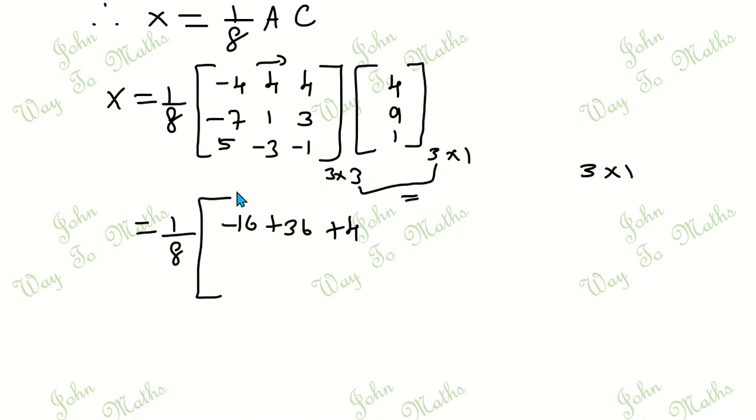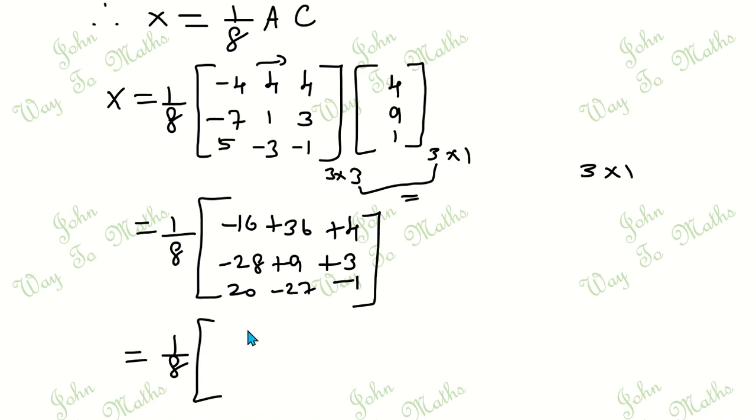Then second row multiplied by first column: minus 7 into 4 becomes minus 28, then 1 into 9 becomes 9, then 3 into 1 becomes 3. Third row multiplied by first column: 5 fours are 20, minus 3 into 9 becomes minus 27, here minus 1 into plus 1 becomes minus 1. Which is equal to 1 by 8 times: here minus 16, 36 plus 4 becomes plus 40. Next one, minus 28, here 9 plus 3 becomes 12. Here 20 minus 27, here minus 1, so minus 8.